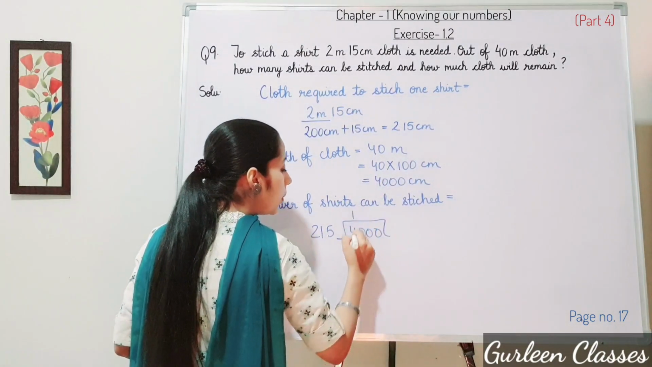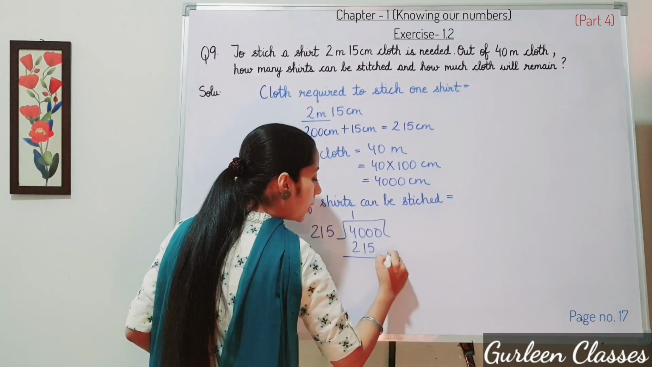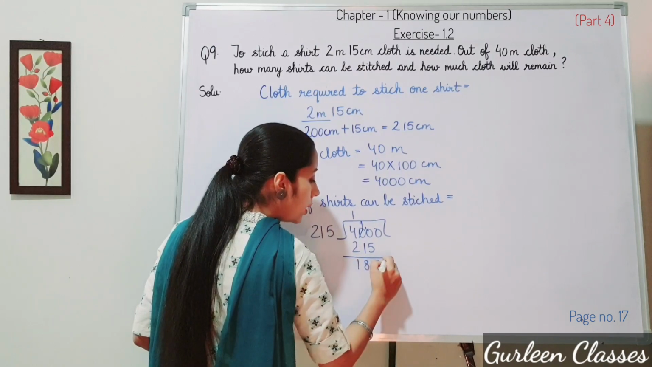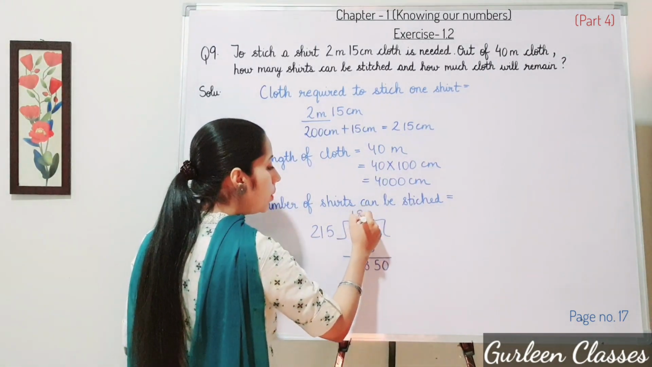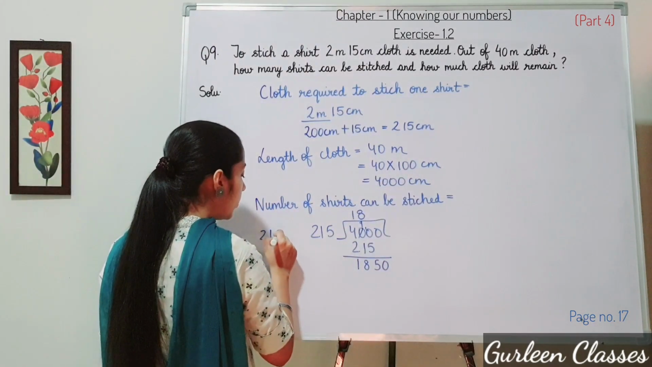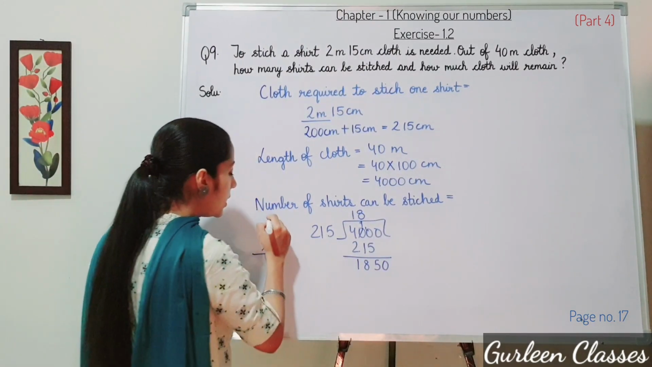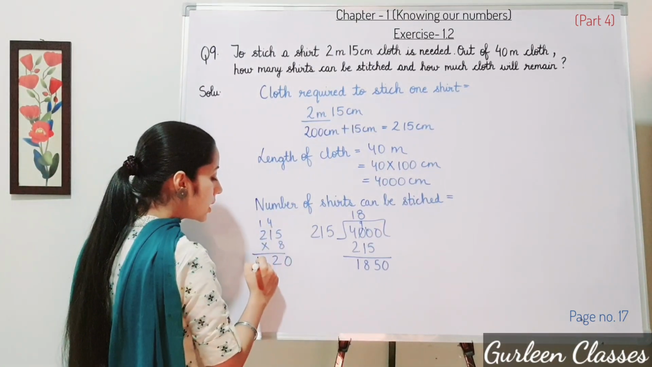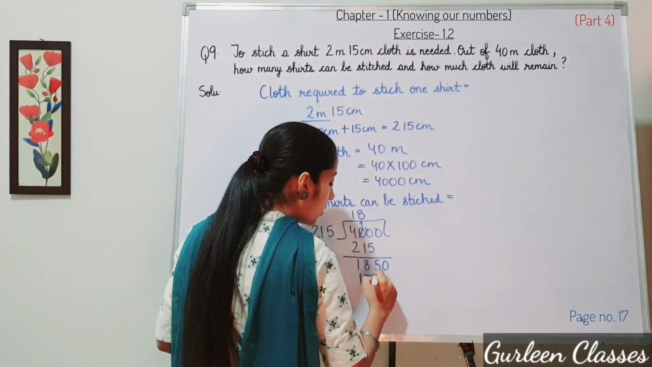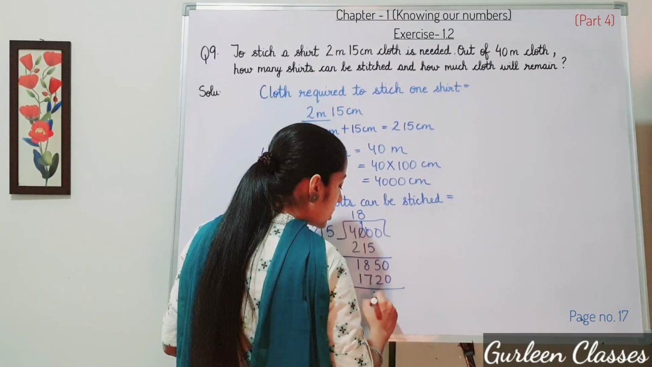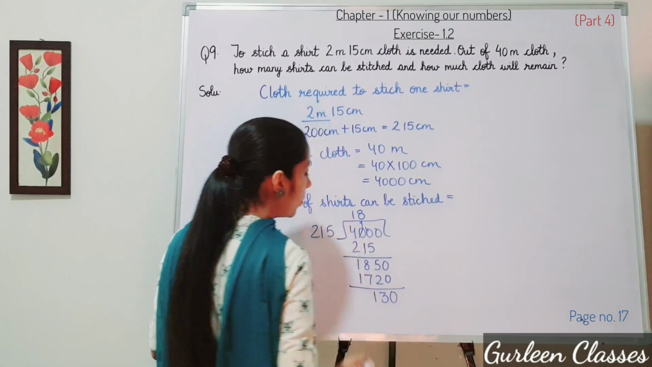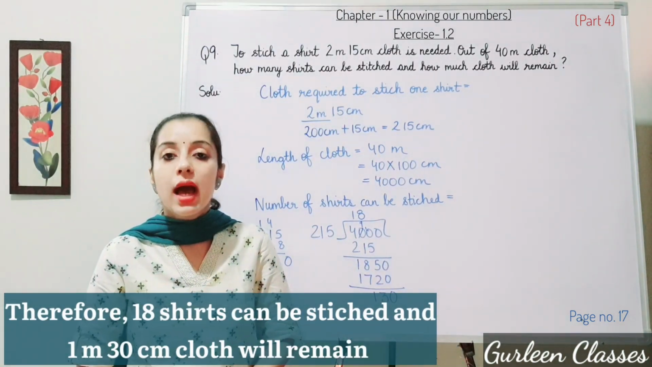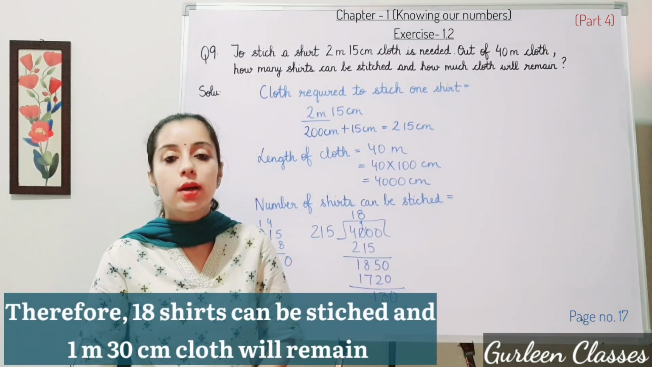So 215 ones are 215. Subtract, it is 5, 8, 1, 0. Then 215 into 8. Let us multiply here. 5 8s are 40. 8 1s are 8 plus 4, 12. 8 2s are 16, 17. 1720. Remainder is 130. So students, how many shirts can be stitched? 18 shirts can be stitched and 1 meter 30 centimeter cloth will remain.